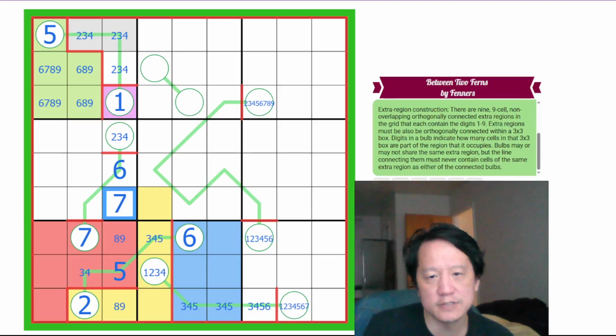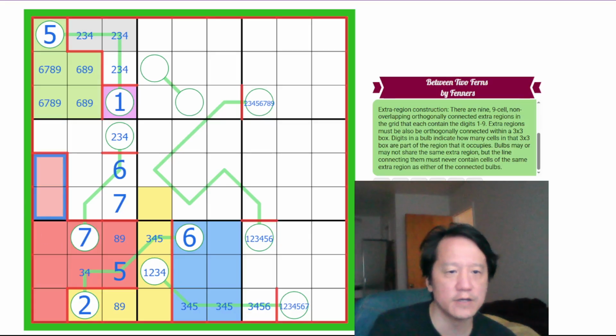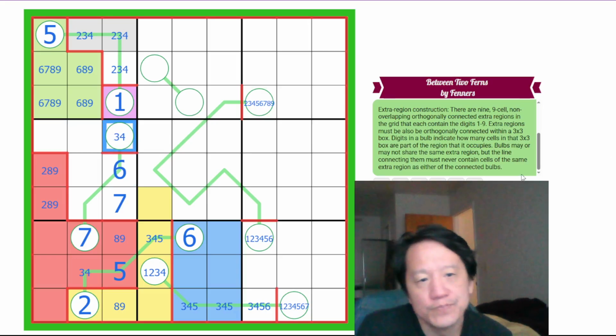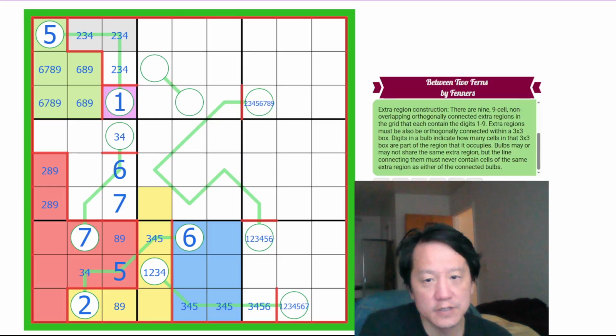Cannot go here because that's a 7. So then red has to go this way. And it can't be part of that region, so red has to go that way. So that's done as a region. So we need 2 with the 8, 9 there. So this cannot be 2 here, because the 2 has to be part of this for the red region to be full. That's done as a region.